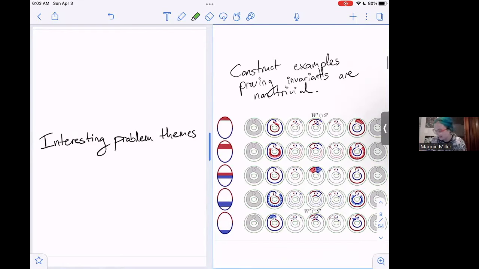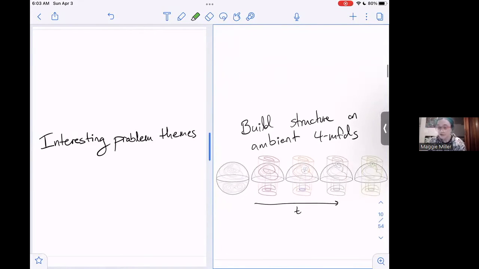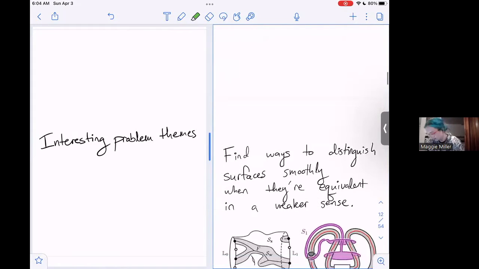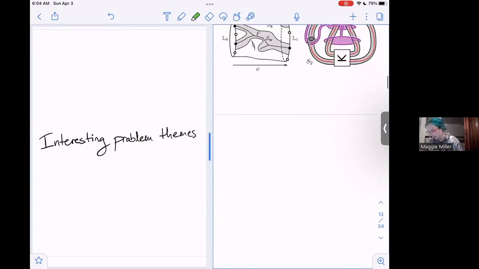Constructing examples of interesting surfaces is more non-trivial in this dimension, again, because it's so difficult to just draw one in the first place. We can use surfaces to build ambient structures on our four manifolds. Maybe I can explicitly show that my four manifold decomposes as a surface bundle, a Lefschetz fibration, something like that. And then I can try to find ways to distinguish surfaces smoothly when they're equivalent in a weaker sense. So exhibiting this distinction between smooth and continuous topology in dimension 4 through surfaces.